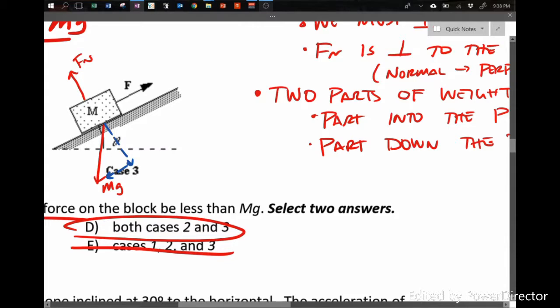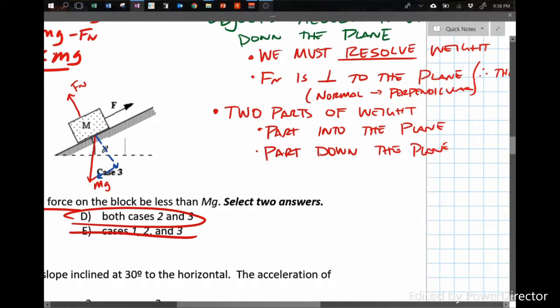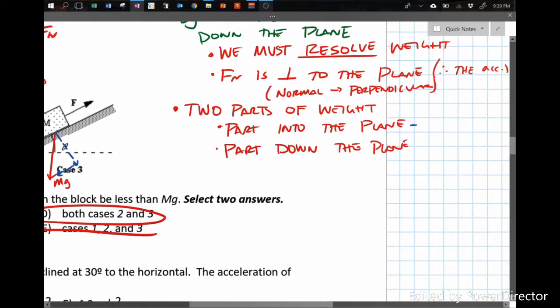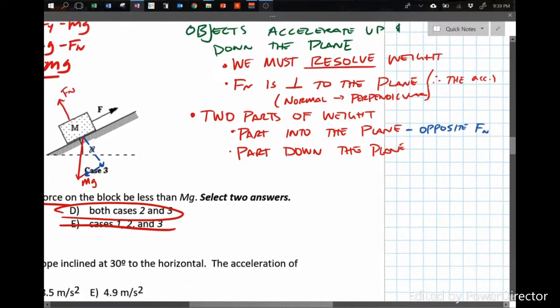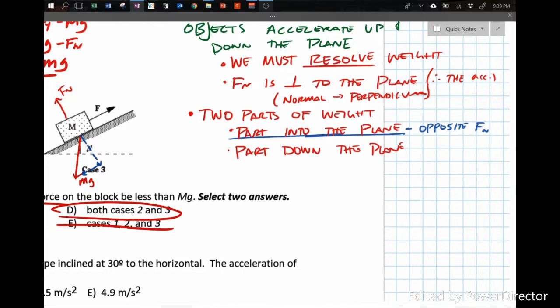That's part of my weight. That's the into the plane part of my weight. In this particular case, the part into the plane is going to be opposite the normal force. That's important to know when we're drawing this out. That's really all we have to do. We don't necessarily have to go into trig, figure out what's going on here. We'll talk about it after we answer this question, but it's not always necessary.